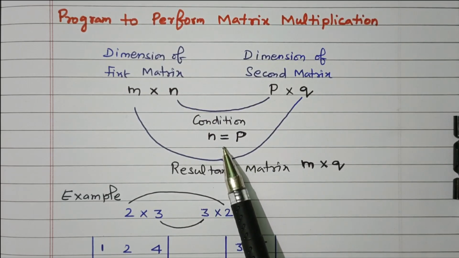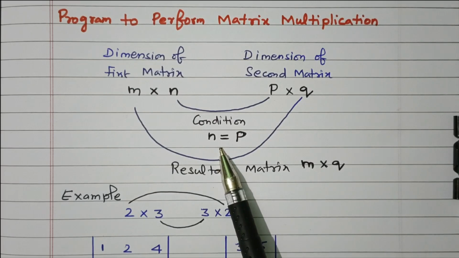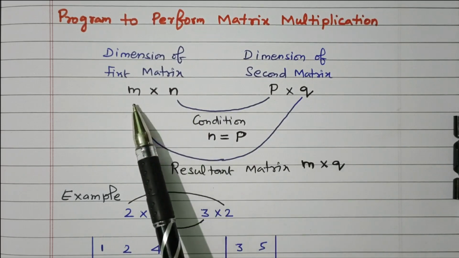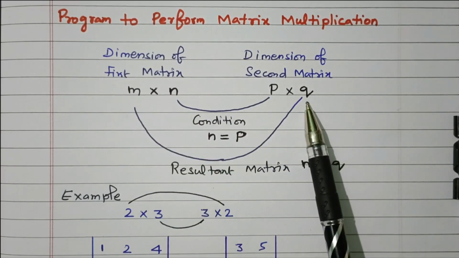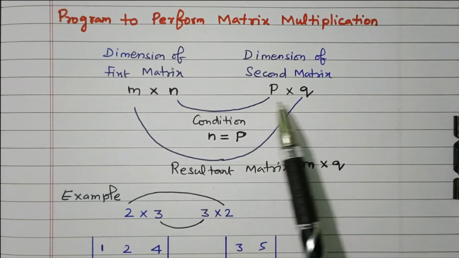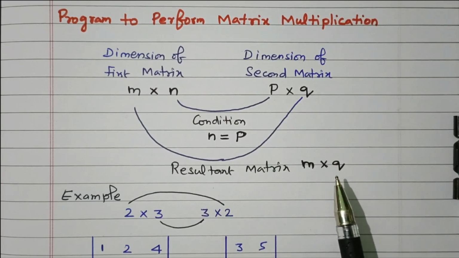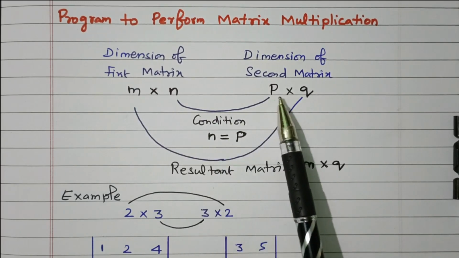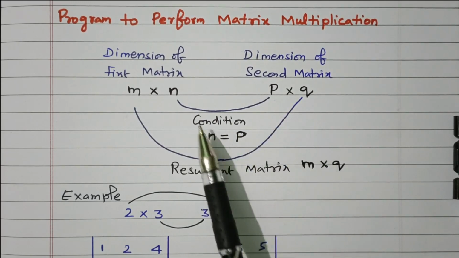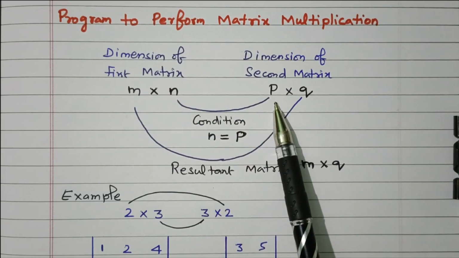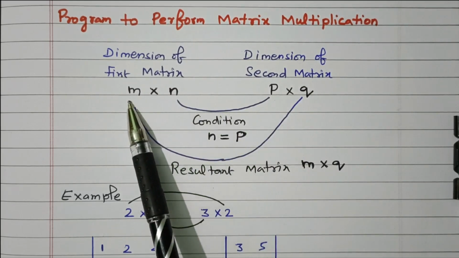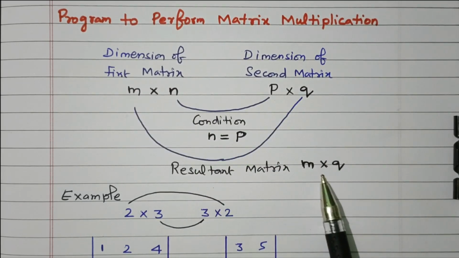In that case, the dimension of the resultant matrix after multiplication is nothing but m into q: the rows of the first matrix, the columns of the second matrix. So we will get the resultant matrix m into q. So m into n is the dimension of the first matrix, p into q is the dimension of the second matrix, n should be equal to p. Then only we can perform the matrix multiplication. After multiplication we get m into q as the resultant matrix. Right. Now we'll see the example.